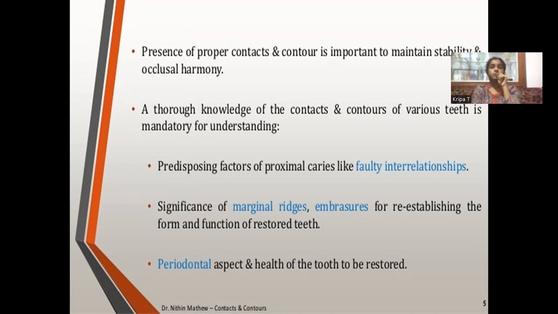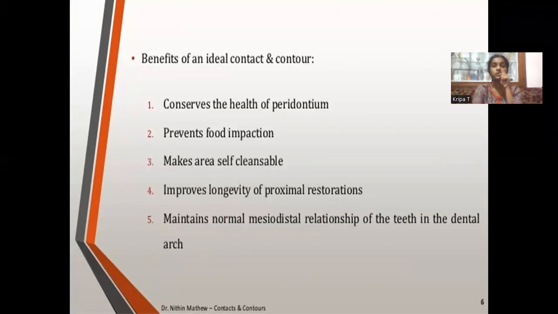So the presence of proper contact and contour is important to maintain a very stable occlusal harmony. So as a clinician, you should have a thorough knowledge about the same. Otherwise, this will be a predisposing factor for caries because of the faulty interrelationship, the significance of marginal ridge and embrasure to reestablish the form and function of restored teeth, and the periodontal aspect and health of tooth to be restored.